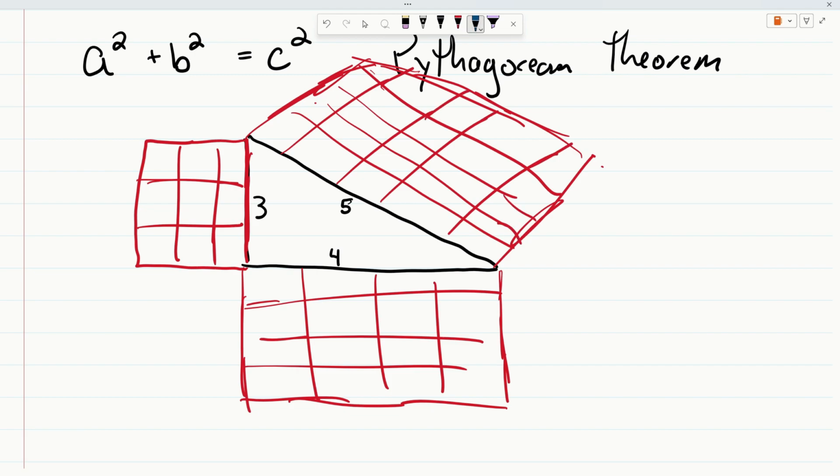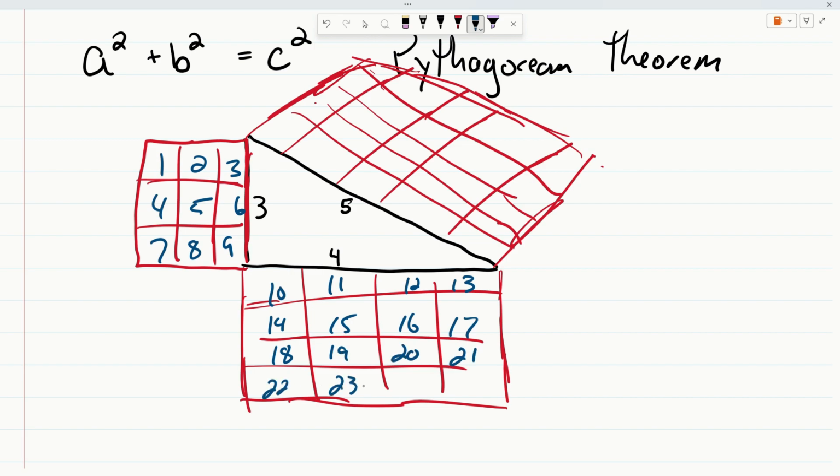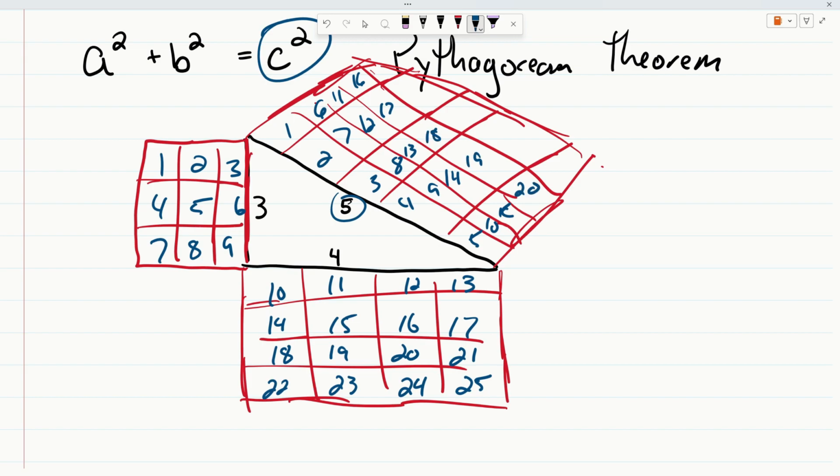But the most important part is this. When I add up the two sides, remember, a squared plus b squared, right? So when I add up these two sides, I have exactly 1, 2, 3, up to 24, and so I have 25 squares. And when you look at the opposite side, which is the c squared part, I count 1, 2, 3, up to 25. And that is why the Pythagorean theorem works.